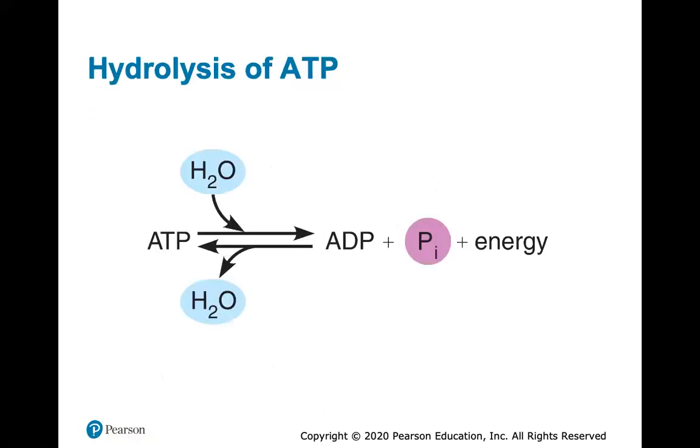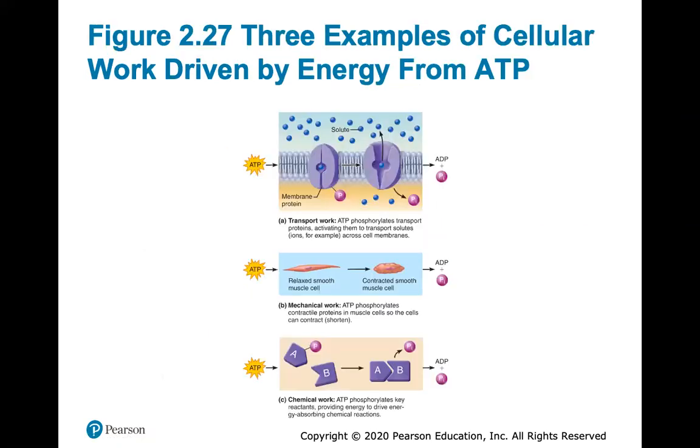This shows the hydrolysis of ATP, which just means the breaking down of ATP. So ATP again has 3 phosphate groups, and if we take off one of the phosphate groups, we'll get adenosine diphosphate, meaning 2, and then 1 is separated, plus a lot of energy that's released when we break apart those phosphate bonds.